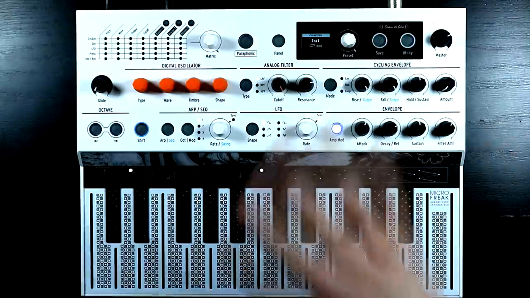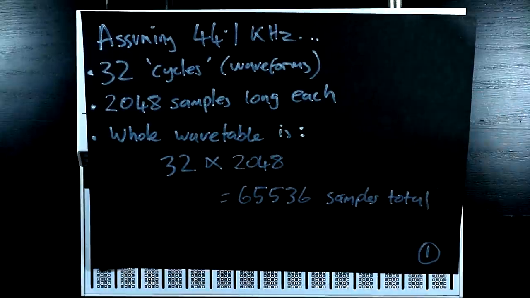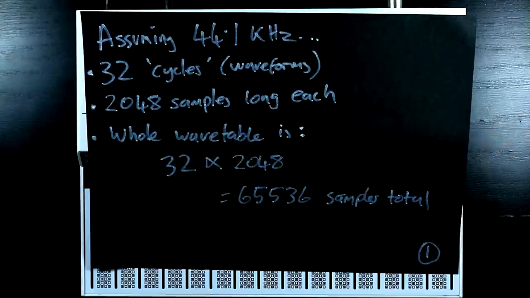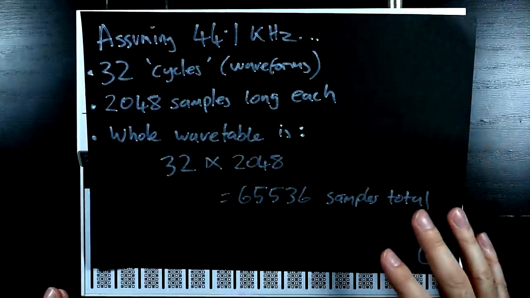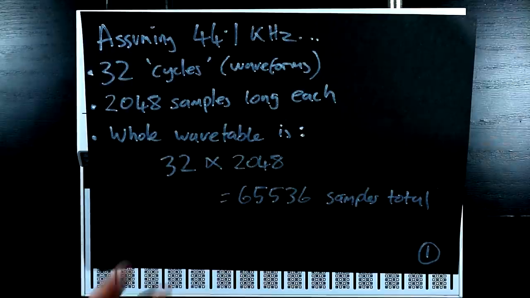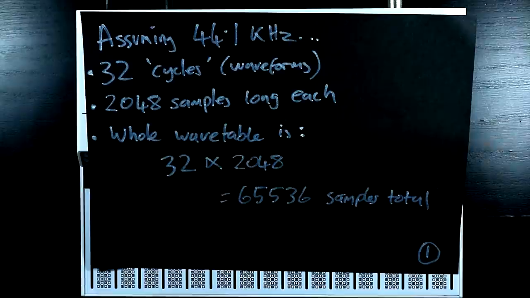So quickly, just a little bit of maths so that if people are interested, they can see where these numbers are coming from. In terms of making a wavetable, we're just going to make an audio file, and I'm going to assume that we're working at 44.1 kilohertz because generally you are. So a couple of facts about the format that the MicroFreak expects. It is 32 cycles or waveforms within a wavetable, and each of those waveforms should be 2048 samples long. So that means that the whole wavetable is 65,536 samples in length.